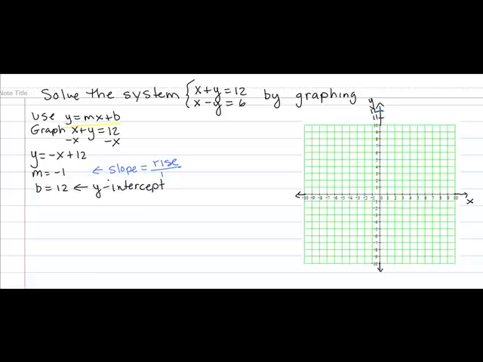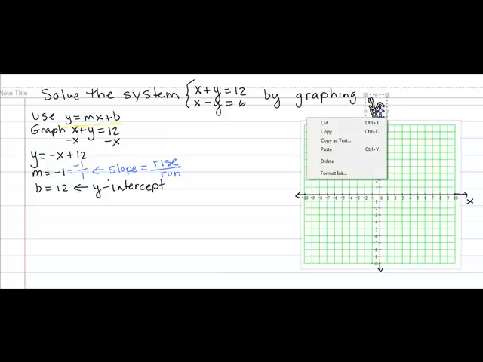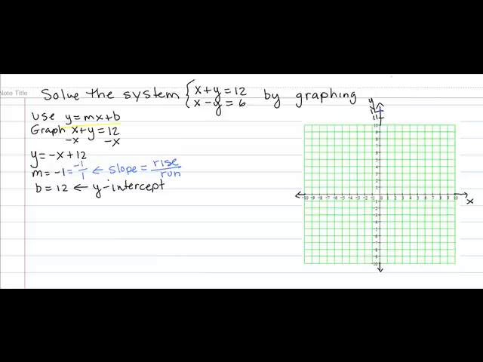Slope is the rise over the run. So I'm going to change this into a ratio to talk about the rise and the run. That means I'm going to rise negative 1 from one point to another on the graph. So I'm going to start with 12 and go down 1. That's rising negative 1, and then running 1 to the right. Go down 1 and to the right 1.